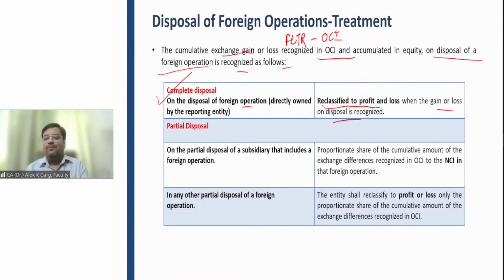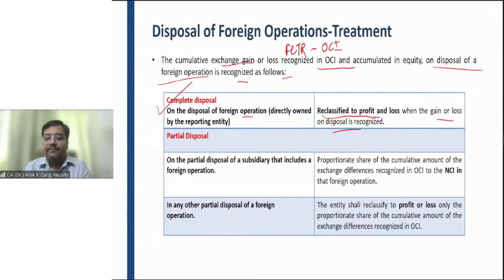भाई मैंने पूरा डिस्पोज ऑफ ही कर दिया. So when I have completely disposed of, in that case whatever FCTR is there will go to the P&L. Is that clear? Yes, FCTR will be transferred to P&L when there is a disposal, right? Your FCTR reserve will transfer to retained earnings through P&L.